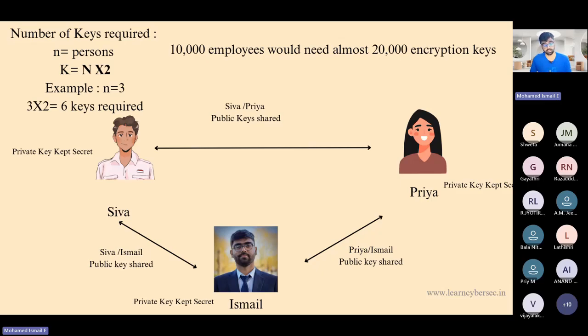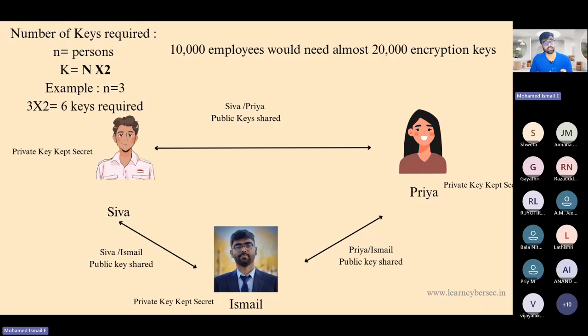If you look at the keys, each guy has two keys. So 3 into 2, 6 keys. If you have 10,000 employees, you only need 20,000 encryption keys. The keys are drastically reduced. With symmetric, for 10,000 employees, it is 50 million, but with asymmetric, just 20,000.